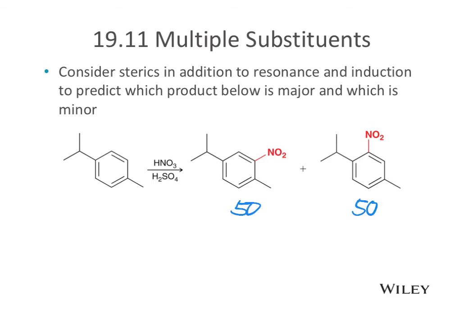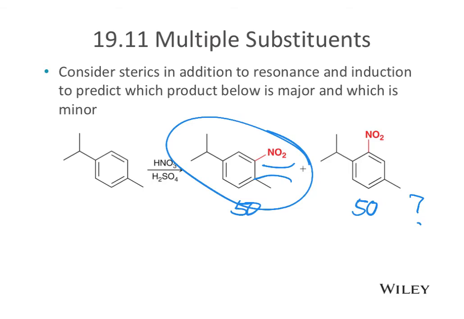All right, so is this going to be a 50-50 mixture? I don't think so. I think the result we're going to get is going to end up being this guy here on the left, right? Because the nitro group, if it's there, it's only experiencing some steric interaction with the methyl group.